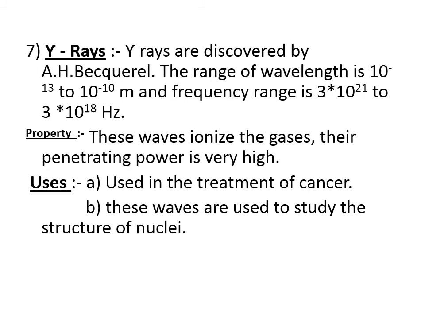Okay. The last one is gamma ray. Gamma rays are discovered by A.H. Becquerel. The range of wavelength is 10 raised to the power minus 13 to 10 raised to the power minus 10 meter. And the frequency range is 3 into 10 raised to the power 21 to 3 into 10 raised to the power 18 Hertz. Properties of gamma rays: these waves ionize the gases. Their penetrating power is very high. Uses of gamma rays: first one, used in the treatment of cancer. Second one, these waves are used to study the structure of nucleus.